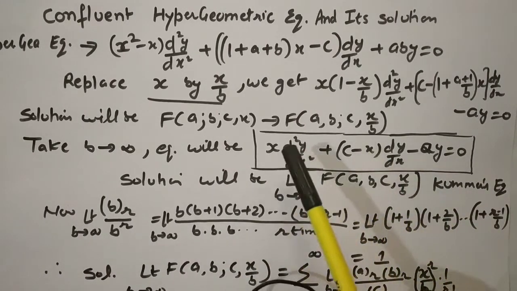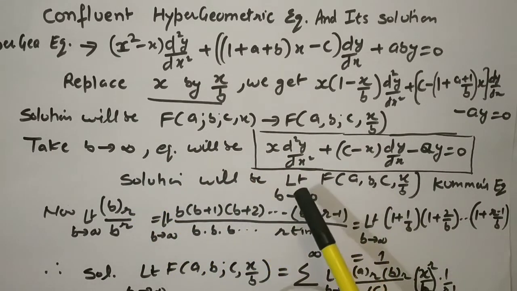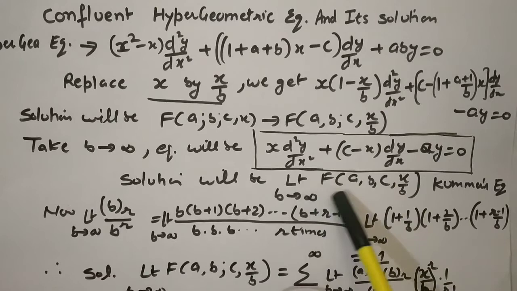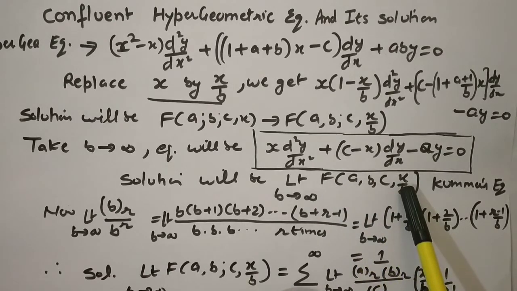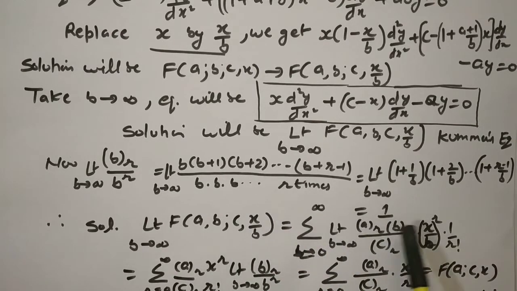Now because in the equation we have taken b tending to infinity, in the solution also you have to take b tending to infinity. That will be the solution of Kummer's equation. So you have to find this term. For this, first of all we write the value of the hypergeometric function, in which we put x upon b in place of x. This is the summation of (a)r (b)r upon (c)r into x raised to power r, but we write (x upon b) raised to power r because we are writing this solution, the solution of Kummer's equation.